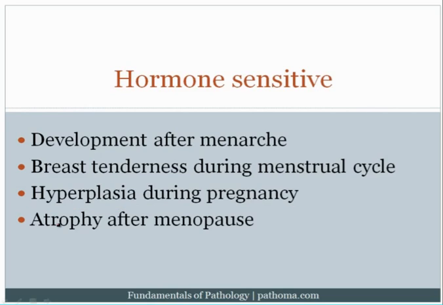And then finally, when a woman undergoes menopause and the amount of estrogen and progesterone decrease, then the breast atrophies. So all of these are basically signs of hormonal sensitivity of breast tissue.